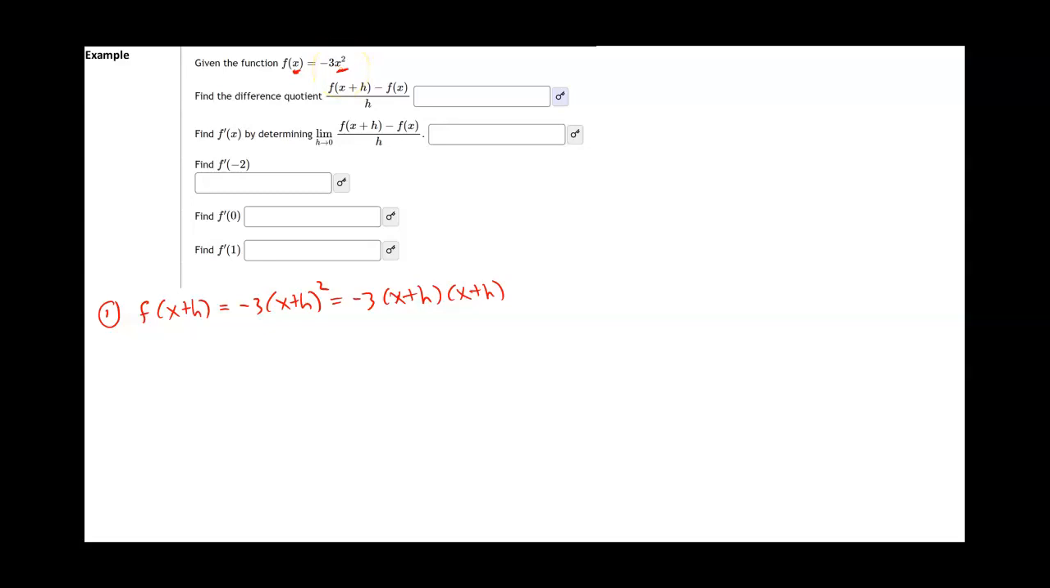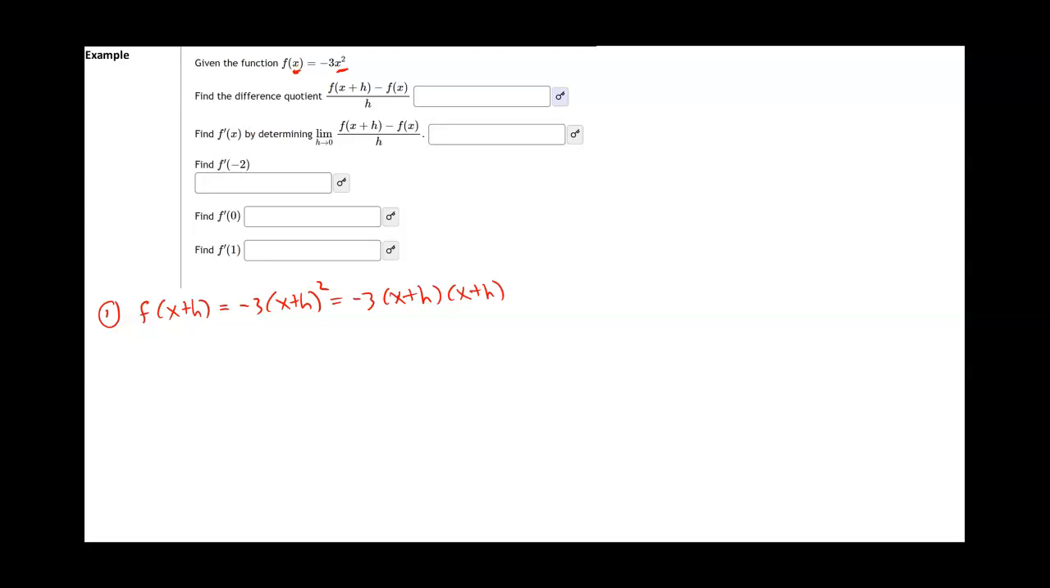So our function is f of x equals negative 3x squared. But if you wanted to find f of x plus h, then this input replaces the x on the right side. So if the input is x plus h, instead of negative 3x squared, we have negative 3 times the parentheses x plus h squared, because this x is replaced by whatever's in the parentheses, which is our input.